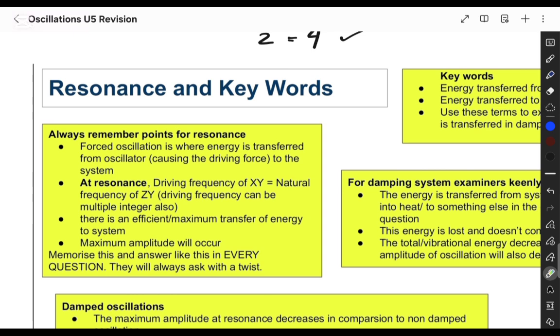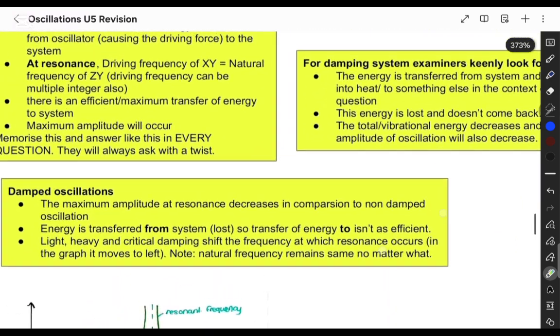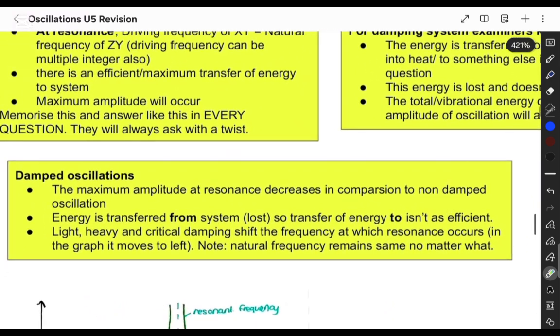But each question has a twist to it. So you will never get the full marks if you memorize this. Maybe you can get some marks. Okay? And then remember, for damped oscillations, the maximum amplitude at resonance decreases in comparison to non-damped oscillations. And in damped oscillations, energy is transferred from the system. So the transfer of energy to the system isn't as sufficient.